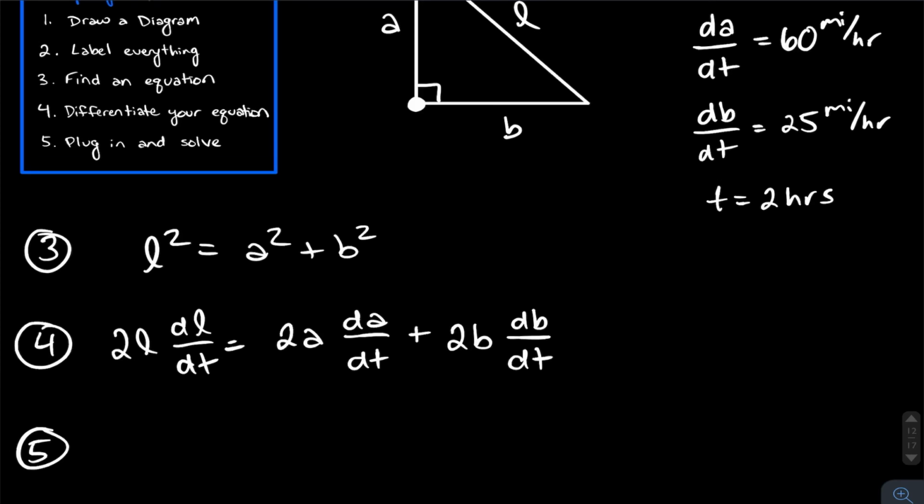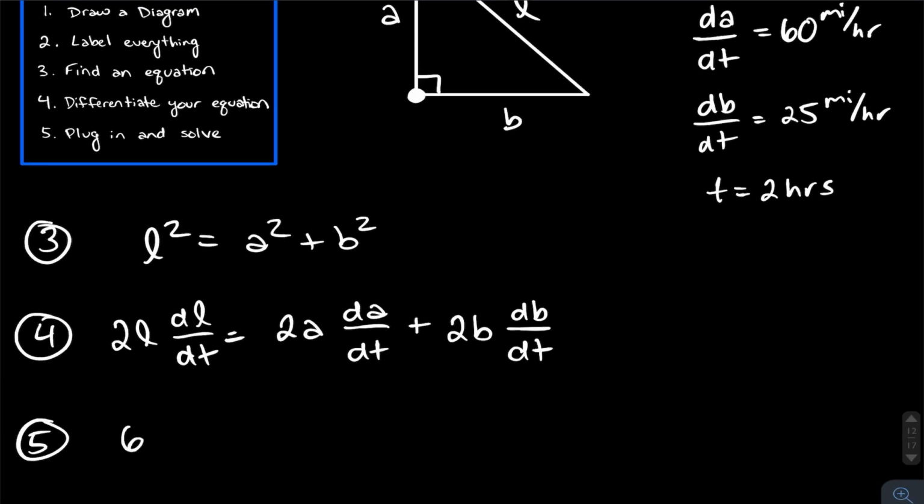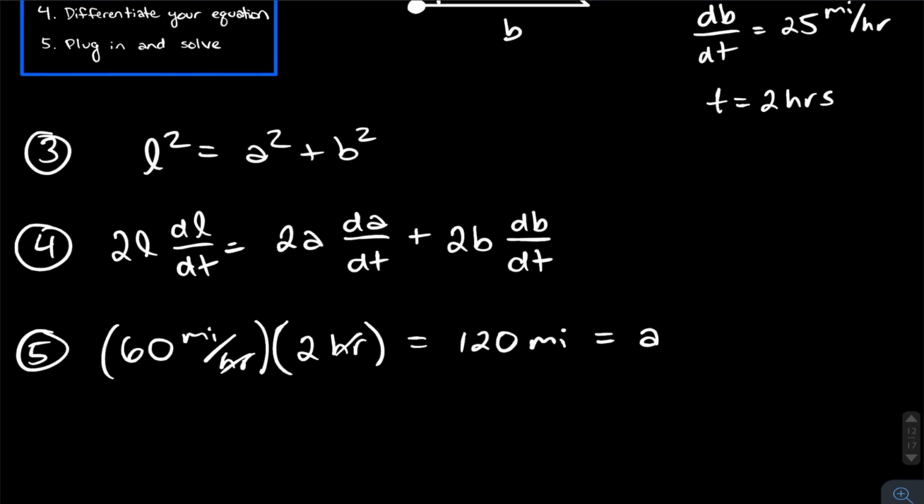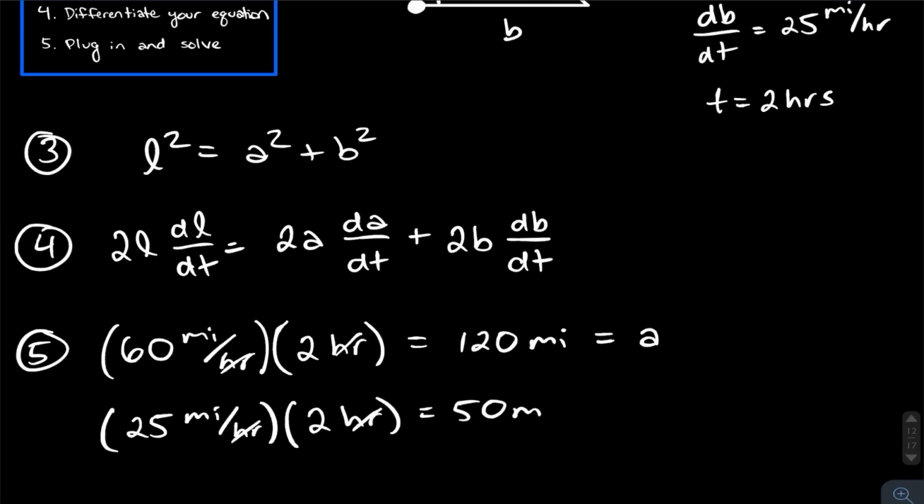Right? If we say, okay, well, car A was traveling at 60 miles per hour, and it was traveling like that for 2 hours, hours cancel, it traveled 120 miles total. That is going to be A. Do the same thing for B, right? We know that dB/dt, how fast car B was traveling, was 25 miles an hour. It traveled as well for 2 hours. And so, 50 miles. That's B.